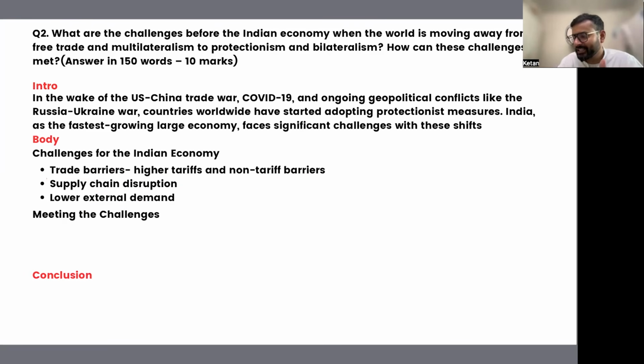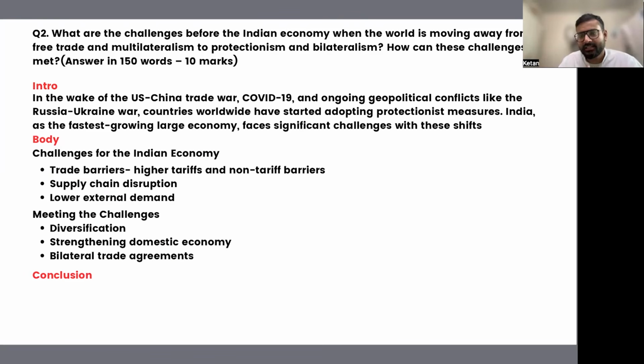Now, what about meeting the challenges? What can be done to meet these challenges? Of course, once you have identified the problem, the solutions can appear to be very apparent. So what can be done? Of course, India would like to diversify its export market, not just depend on the traditional export markets like the European or the American markets, but rather look more towards Latin America, Africa, Southeast Asia. These sorts of markets can be looked into.